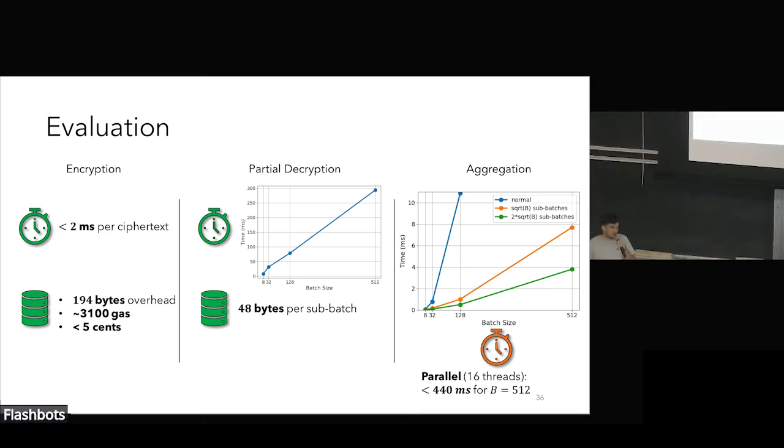And a nice property of the aggregation procedure is that it's actually trivially parallelizable. So if you use the correct optimizations, then even on a normal desktop machine with just 16 threads, you can decrypt more than 500 transactions in less than half a second. Everything is efficient despite aggregation. So the approach would be to just have one fat node which carries out the aggregation and then just post the messages.